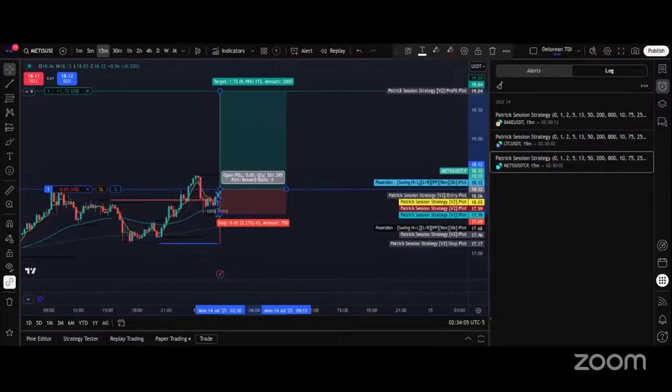And this is METIS, USDT, 15-minute confirmation. Market execution buy. Again, another 4.00 risk to reward ratio with take profit at $19.84. That's going to be for 172 pips. Stop loss is going to get us to 17.69, and that's going to be for 43 pips. And entry price is going to be 18.12.